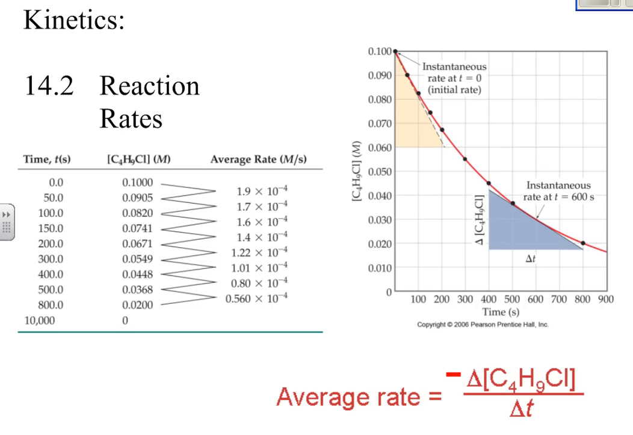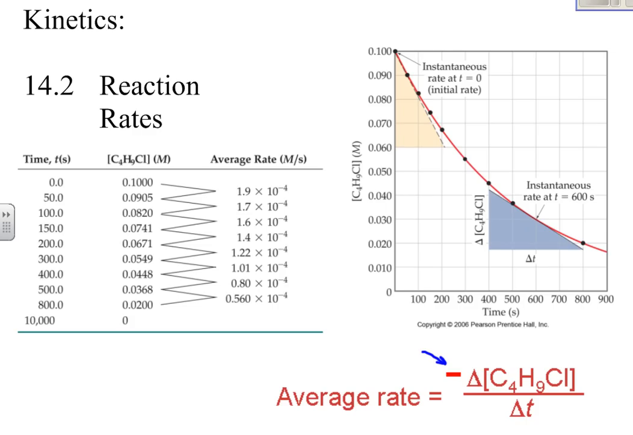Now you notice that in this equation I've got a negative here. Rates of reactions have to be positive. So if we're looking at the change in concentration of a reactant, obviously that's going down. Change is always final minus the initial. So that would give us, if we looked at the change, a negative value. So to make the rate positive, we would have to add a negative sign to the front of that.